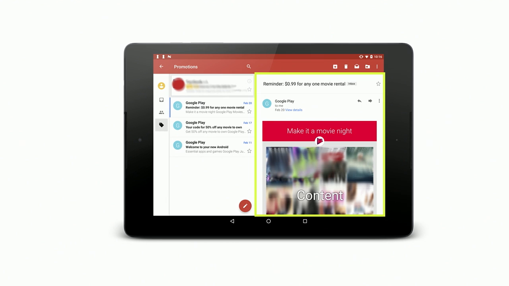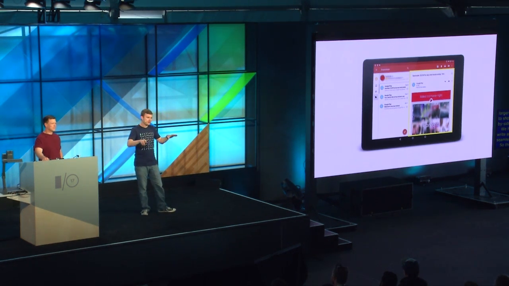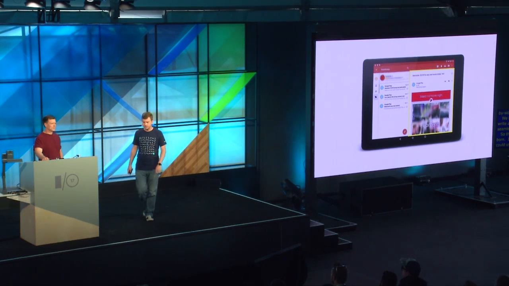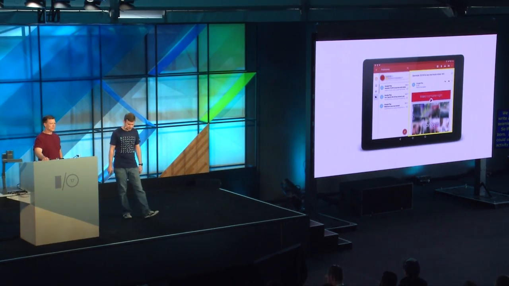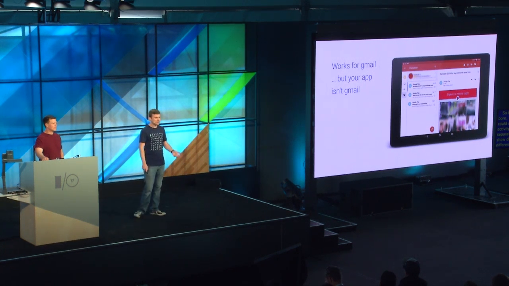So the Fragment APIs were born. It was something that you could use to factor out your activity components into two separate pieces that you could show differently based on different device configurations. Now, this works really well for some applications like Gmail. But your app probably isn't Gmail.